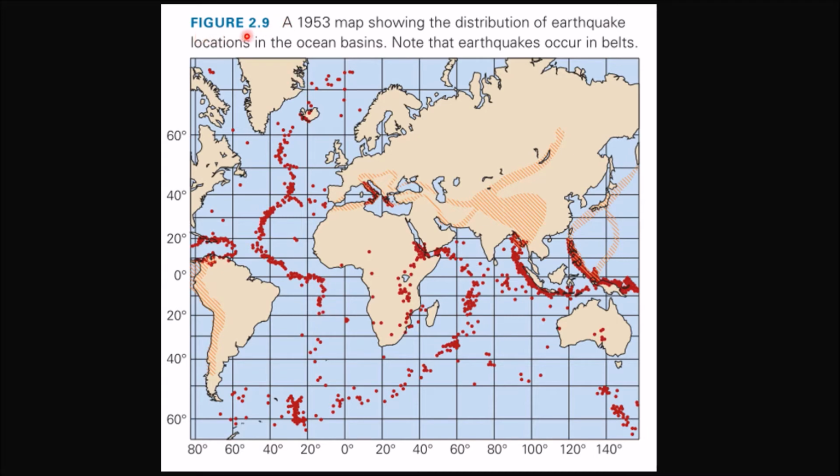It says figure 2.9. This is a map from 1953, and this map shows the distribution of earthquakes in the ocean basins. Notice that the earthquakes occur in belts. So what does that mean, that they occur in belts? It means that they occur in a linear fashion. They occur all together in some of these specific areas. So for example, there's not just red dots all over the place randomly. They seem to occur in certain areas.